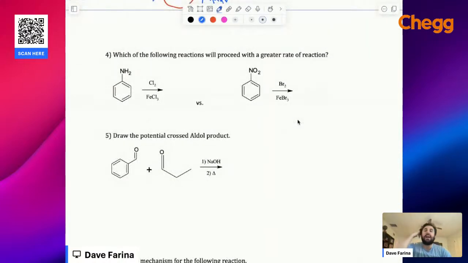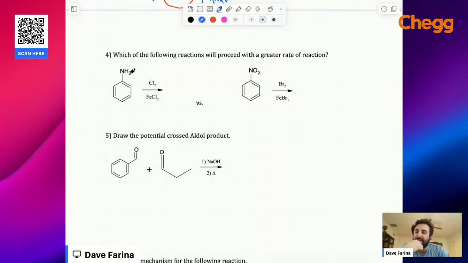Which of the following reactions will proceed with a greater rate of reaction? So these are two electrophilic aromatic substitution reactions. First of all, let's go ahead and draw the products. What are we going to get? We have aniline, which is aminobenzene, and we're going to do chlorination: Cl2 with iron trichloride catalyst. These are the conditions for chlorination.